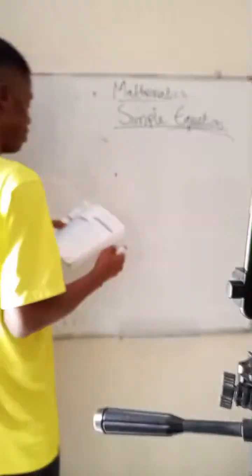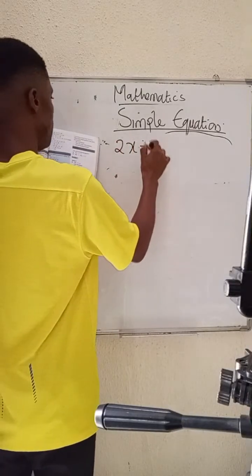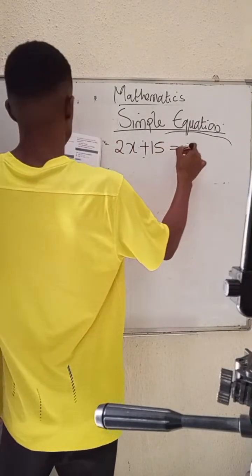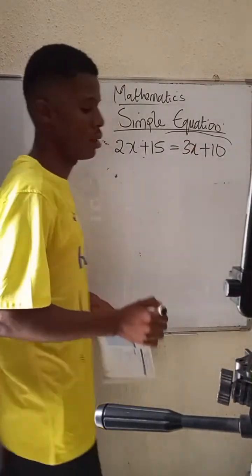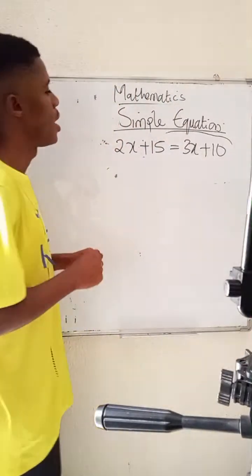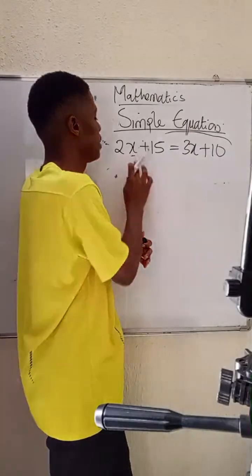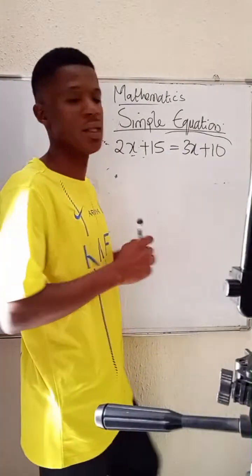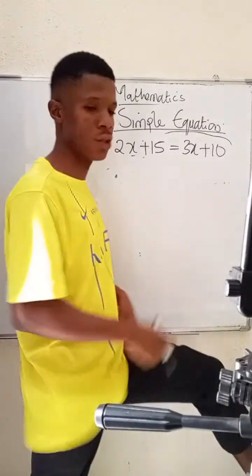The next problem on our list is 2x plus 15 is equal to 3x plus 10. Here we are trying to find the value that we put in x to satisfy both the left and the right hand side of the given equation.